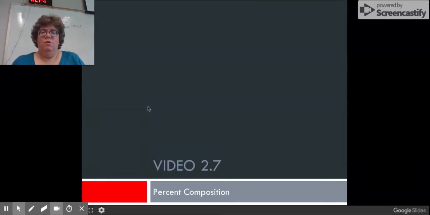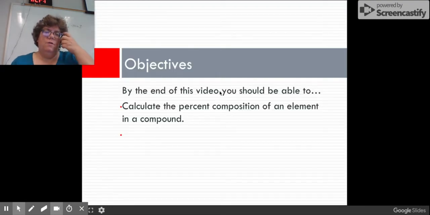This is video 2.7. It actually is 2.7a. I divided 2.7 into two separate sections. It is all about percent composition. So by the end of this video, you should be able to calculate the percent composition of an element in a compound.